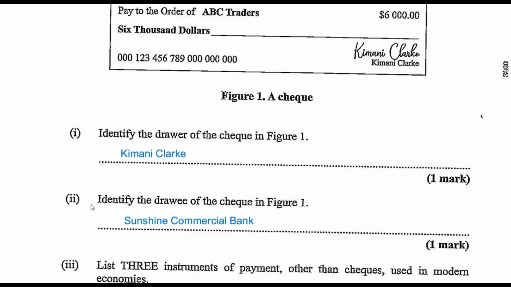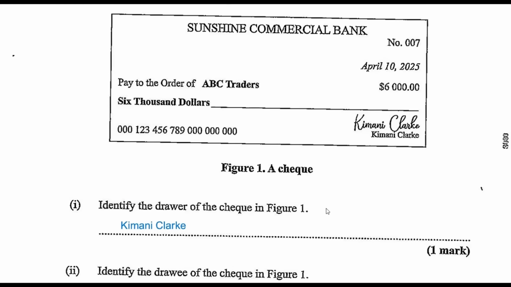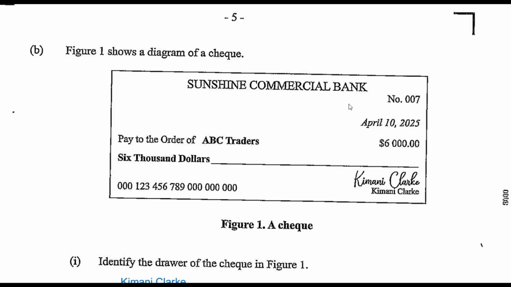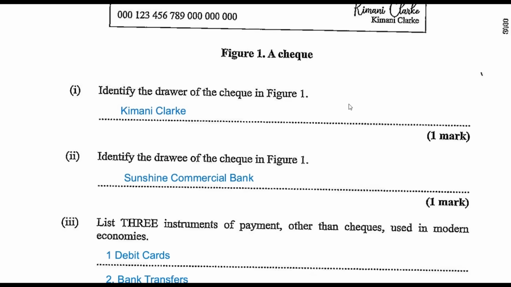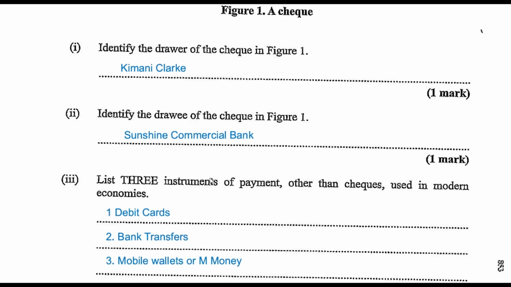Now, part 2. Identify the drawee of the check. Now, the drawee of the check would have been the institution that was given the instruction to make the payment, and that would, in fact, be the Sunshine Commercial Bank. Good. Now, part 3. List 3 instruments of payments other than checks used in modern economies. In today's society, there are different instruments of payments, as you all know, including debit cards, bank transfers, and even mobile wallets or M-Money.